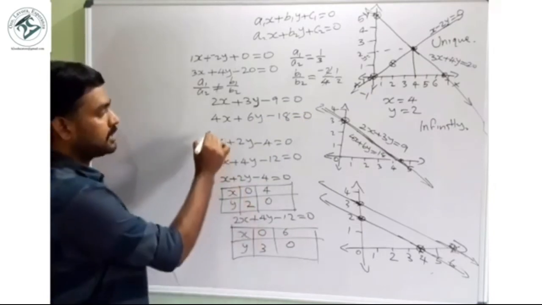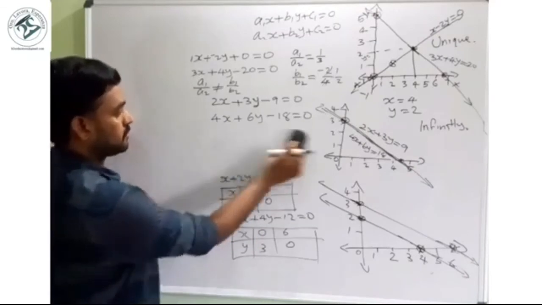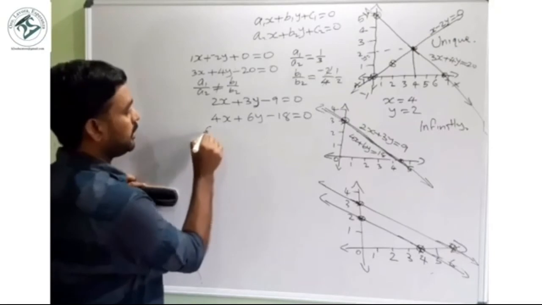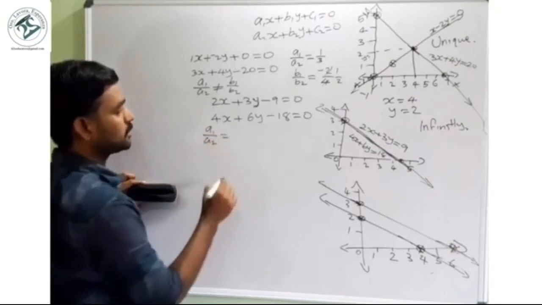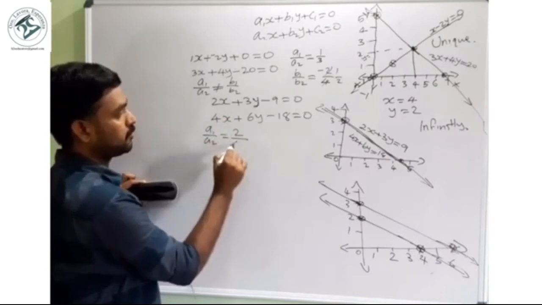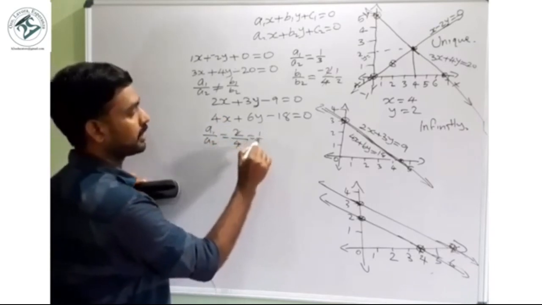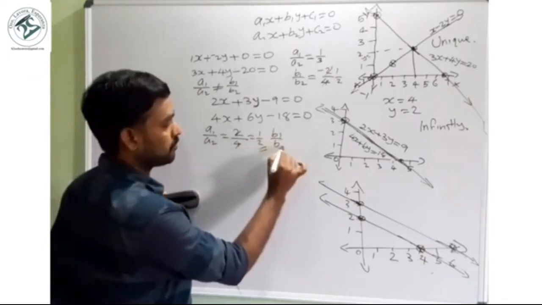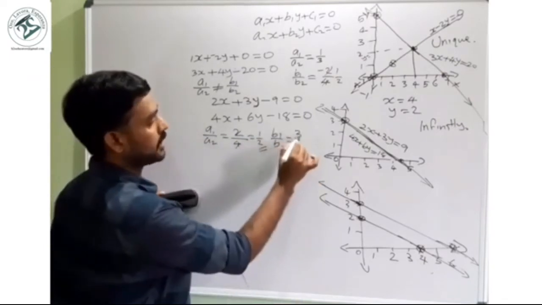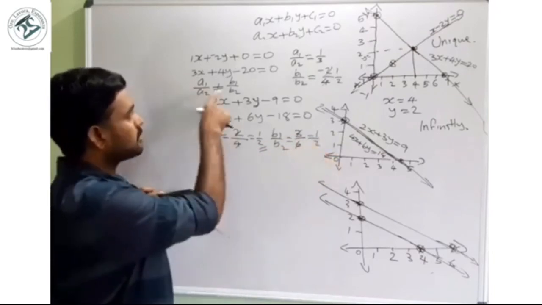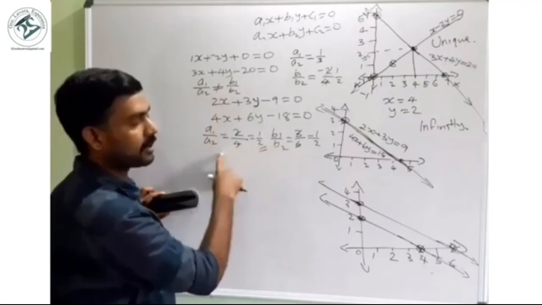Look, what is a1 by a2? Here a1 by a2 is equal to, the first equation a1 is 2, second equation a2 is 4, so 2 divided by 4, we get 1 by 2. Now b1 by b2 is equal to 3 by 6, which is also equal to 1 by 2. In the previous case it was different, but in this case both are equal.